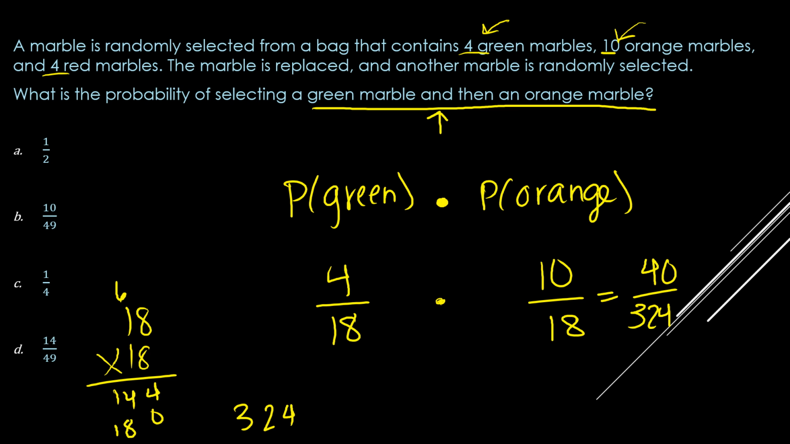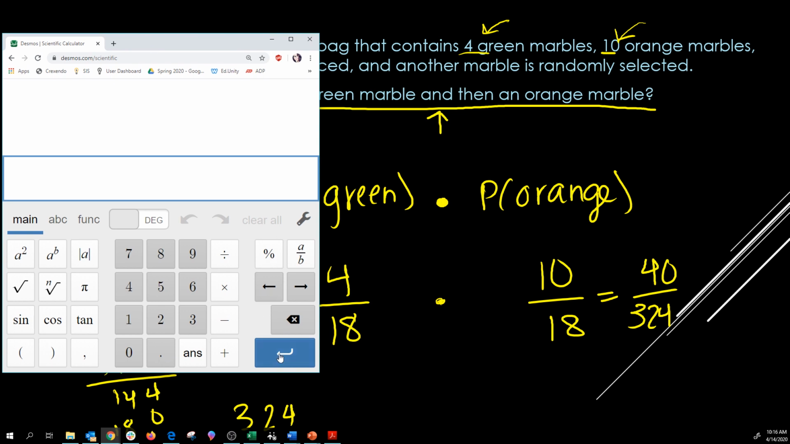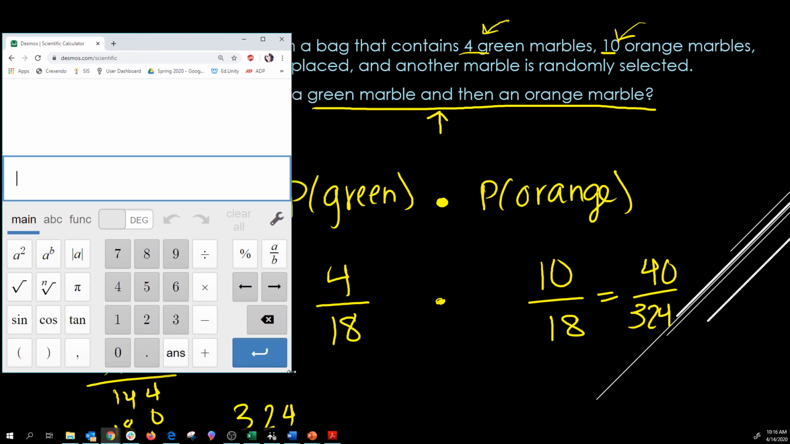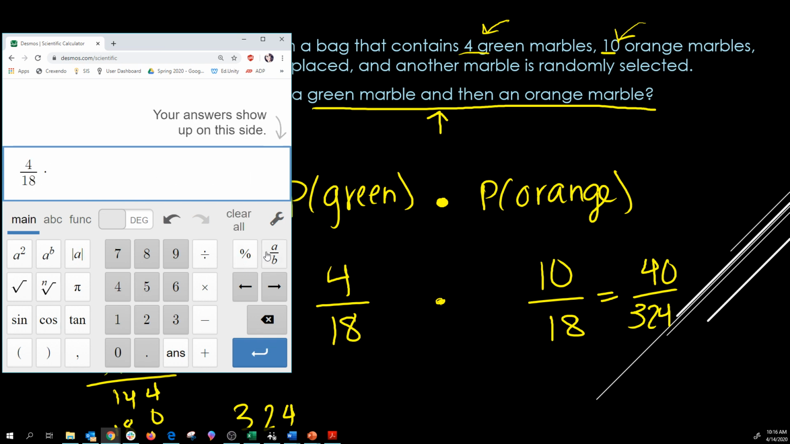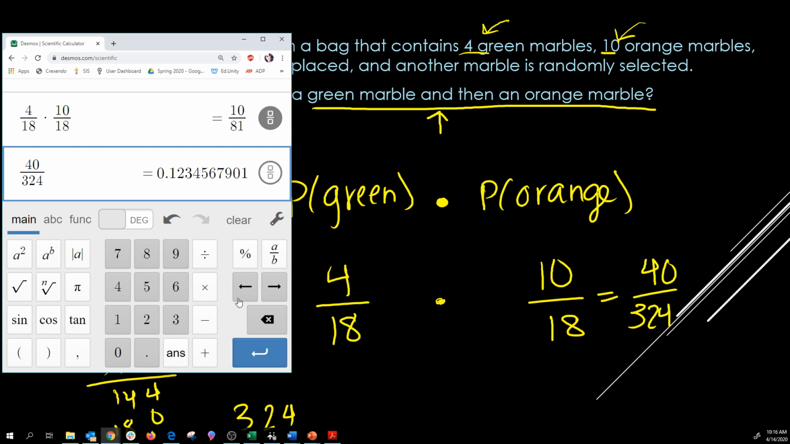Remember that using a calculator on problems like these is actually pretty wise, especially because you can use this to help you double check your answers to make sure that you're not missing anything. So if I type in that 4 over 18, and I am multiplying it by 10 over 18, and then I convert this to a fraction, it will tell me that the final answer for my probability is going to be 10 over 81. And notice how it simplified it for us. So if I had typed in that 40 over 324, I should get the same exact simplified fraction.